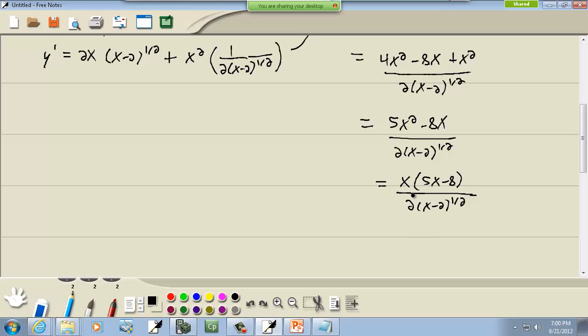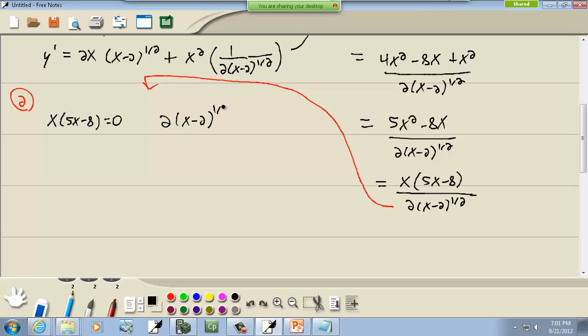Now I'm going to set the top part equal to 0 and the bottom part equal to 0 to find our critical values. I'll do that over here. So set the x times 5x minus 8 equal to 0. And we'll set the 2 times x minus 2 to the 1/2 equal to 0. Now this one's already factored, so this works out perfect. So we'll set x equal to 0, and we'll set 5x minus 8 equal to 0. Over here, this is another little trick. I can divide both sides by 2, and 0 divided by 2 is 0. Basically, whenever you have a number out in front of your parentheses, you can just drop the number if you got 0 on the other side.